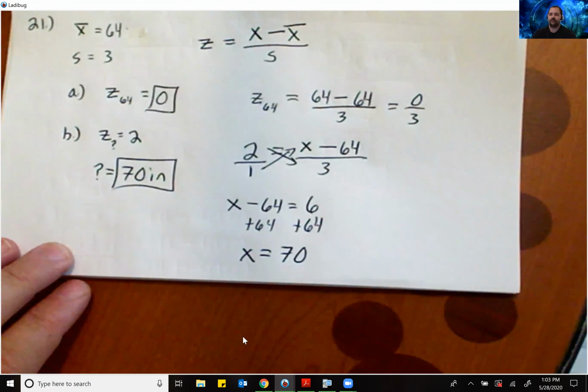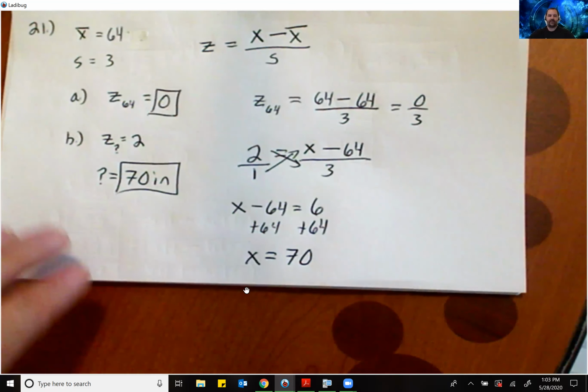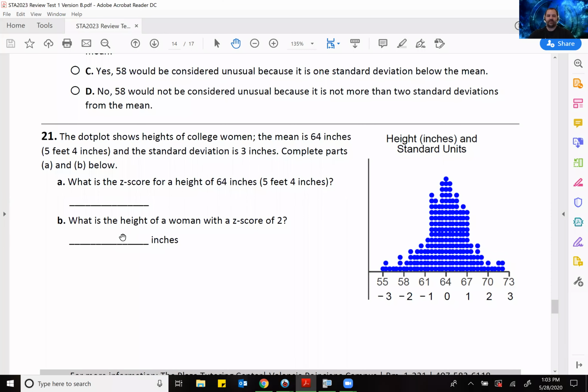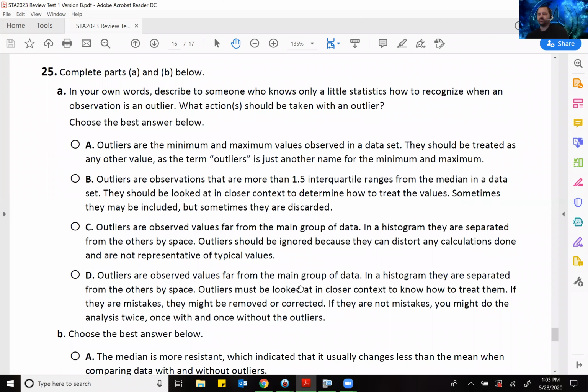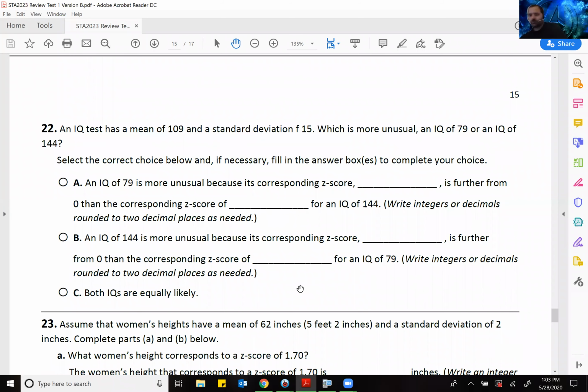Make sense? Yes. Okay. So if we're looking back at this guy right here is 0. This is 70. All right. Almost done. We only have up to 25. We're on 22. Okay. 22.